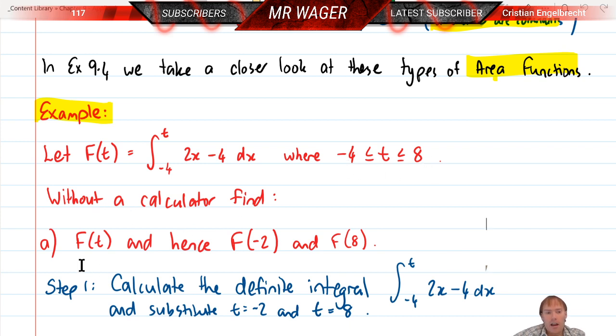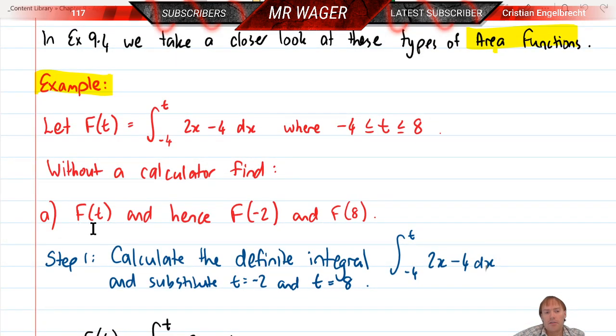Without a calculator, find capital F of t, from the original function f, and hence capital F of -2 and capital F of 8. So the first thing we're going to do to find capital F of t is calculate the definite integral of this. Notice this is all in terms of x's and not t. When we anti-differentiate it, we substitute the upper and lower bounds into our antiderivative, and that gives our capital F of t function, with everything in terms of t.